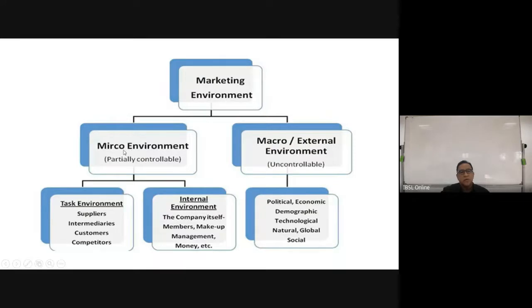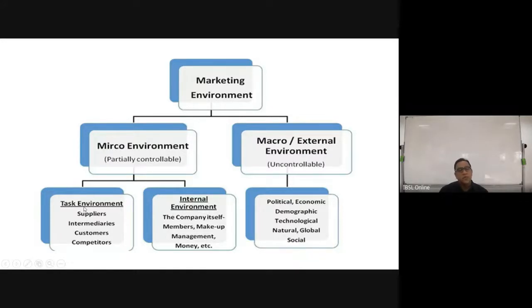That's why I said the micro environment is partially controllable, maybe a little, but the macro is uncontrollable. You don't know what's happening in the political and economic spheres. You have no control at all. But with customers, you may have some. With your suppliers, you may have some negotiation. So some partial control can be seen.